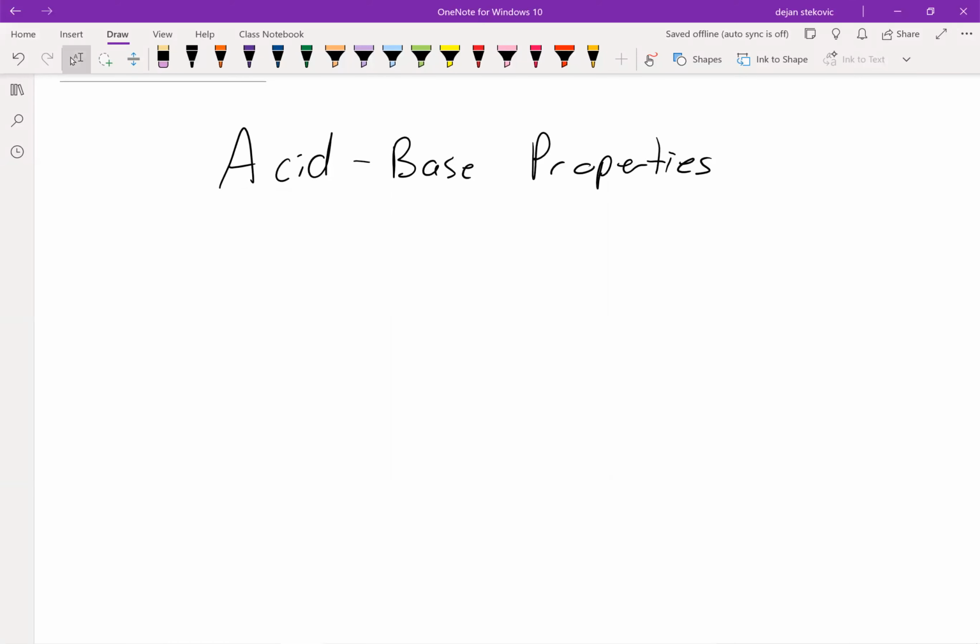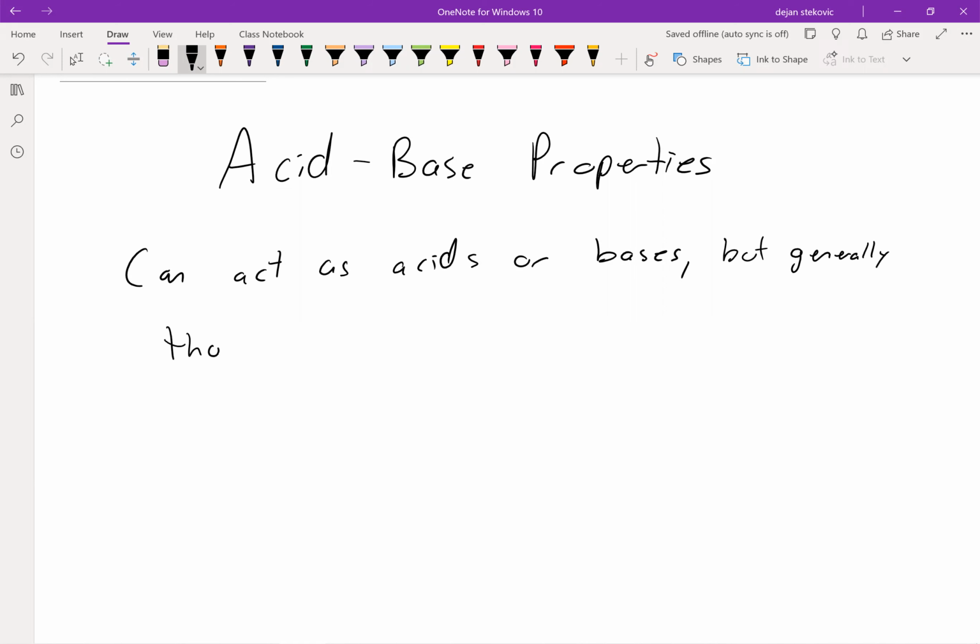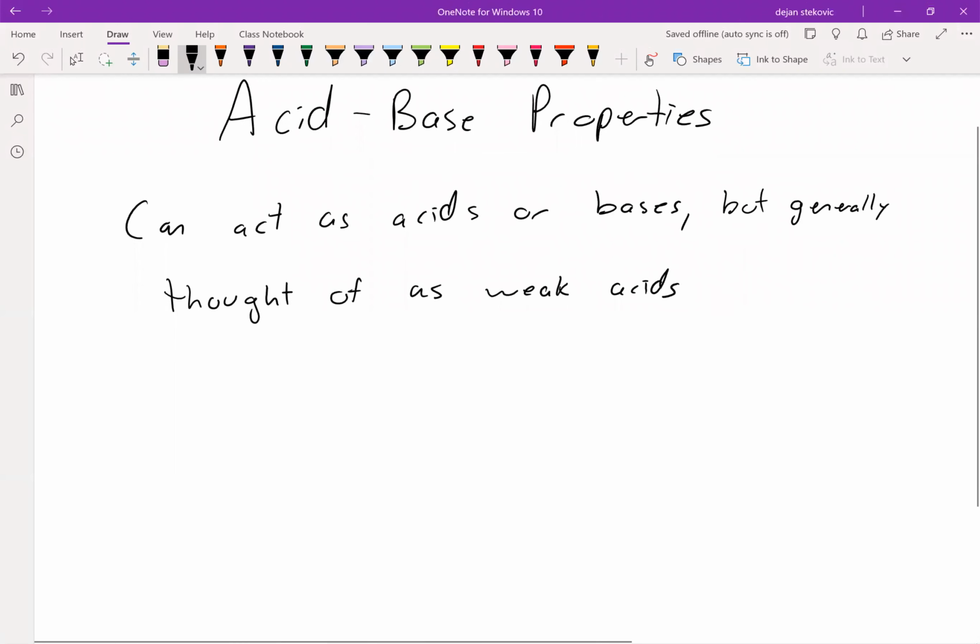All right, so alcohols also have unique acid-base properties, and that's because they can act as acids or bases. They can be either an acid or a base in most scenarios. In general, we think of them as weak acids. Although remember, acidity and basicity are kind of like height, tall or short. It's all relative to something else.